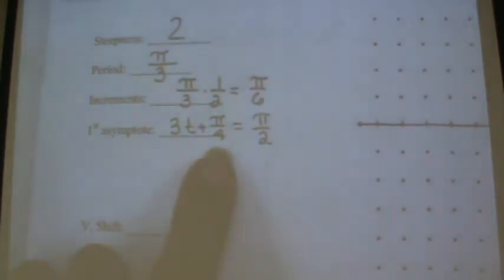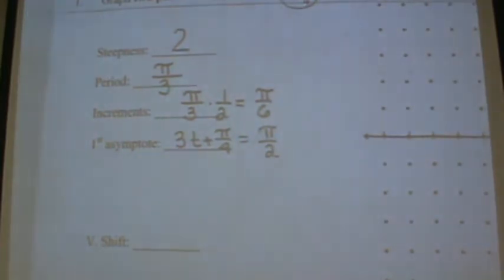Hold on. Okay, I'll slow down. You set 3t plus pi over 4, the stuff that's in parentheses, equal to pi over 2. Why pi over 2? Where did pi over 2 come from? Because in the parent function of the tangent, the first asymptote was at pi over 2. So we're going to see where the phase shift is, where it starts, where our first asymptote is.